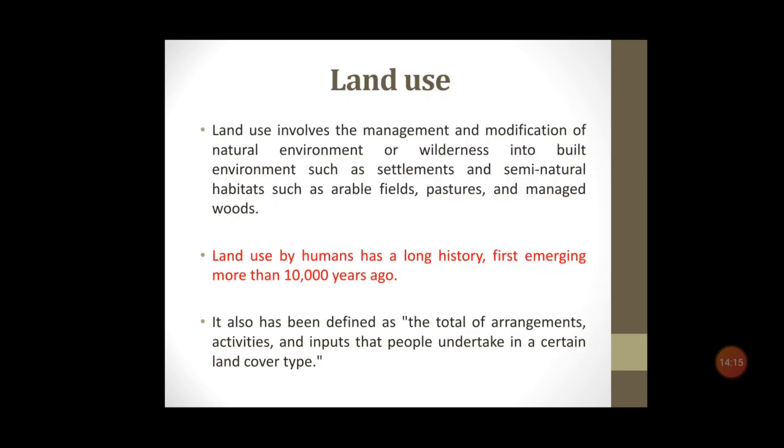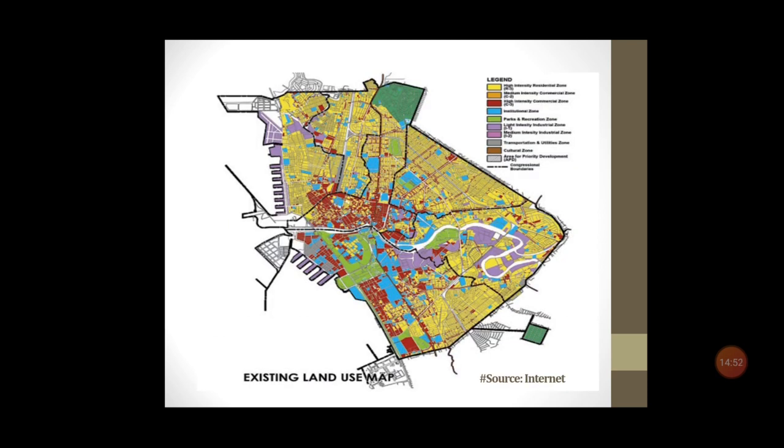Now comes the land use. Land use is a very predominant term which is used in the development of a town. Land use involves the management and modification of natural environment or wilderness into built environments such as settlements and semi-natural habitats such as arable fields, pastures, and managed woods. Land use by humans has a long history, first emerging more than 10,000 years ago. It has been defined as the total of arrangements, activities, and inputs that people undertake in a certain land cover type. So this is one type of existing land use map.